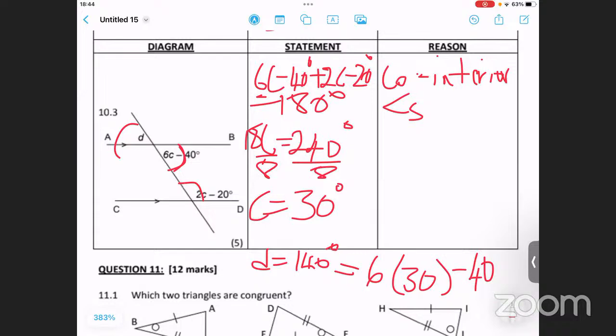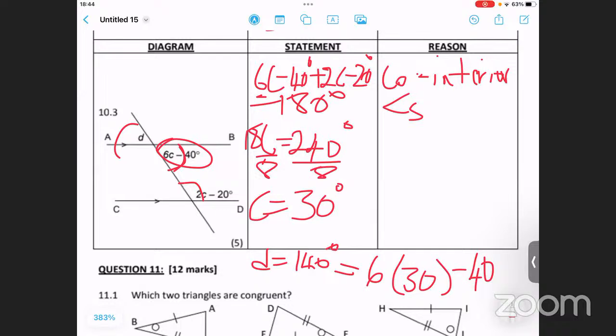Now that we have the value of C, we're going to substitute C with 30 to get the value of this angle right here. And we have 6 into 30 minus 40 is equal to 140. So that means the value of D is equal to 140 degrees because it's an alternate angle, right?